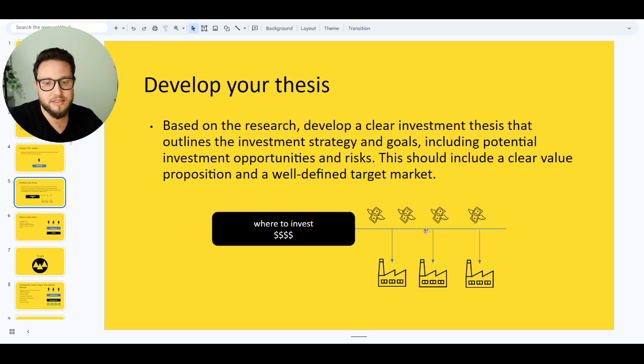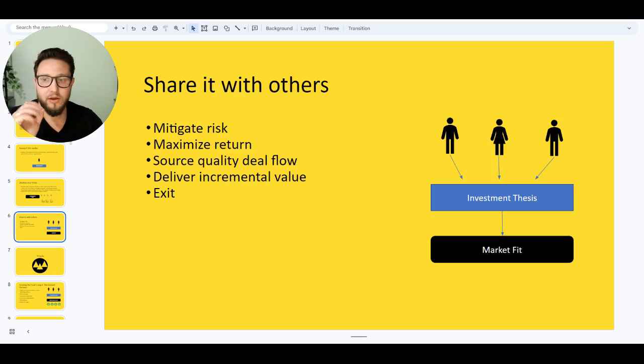So I want you to develop your thesis, and realistically, that is around where are you going to invest your money, right? You can make this simple. If you Google search for a template for an investment thesis, there are fairly sophisticated templates out there, and I think they're overly complicated. You could easily make this a one pager. Keep it simple, right? You just want it to be simple. You want it to be clear. You want to know what you're doing, what your strategy is, what your goals are, where your deal flow is coming from, right? Once you have that, the goal is to then share it with others, right?